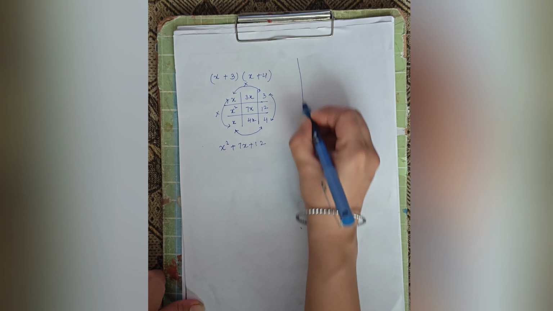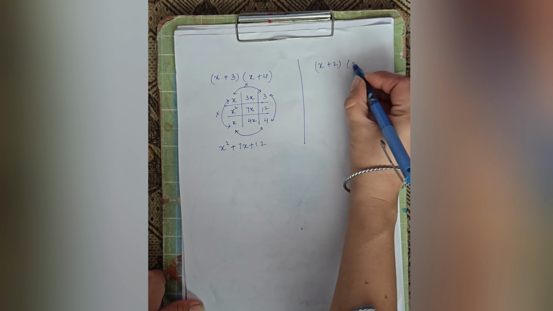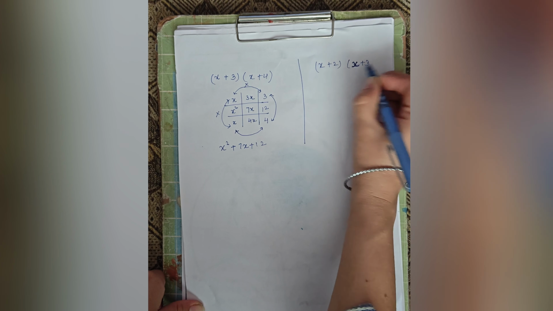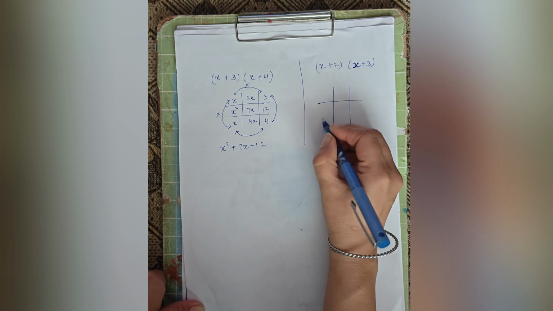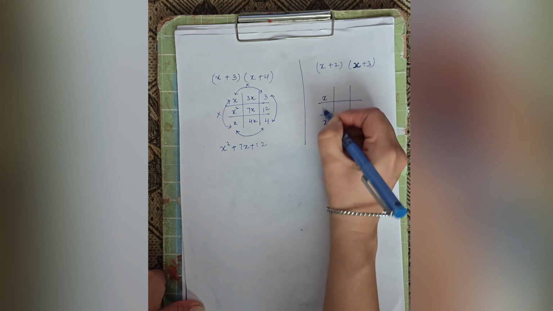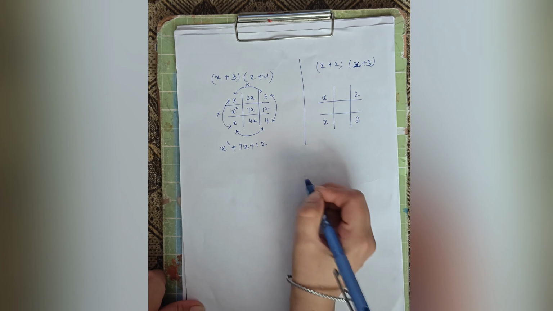Similarly, we can take one more example here, x plus 2 and x plus 3. These are two factors and we have to find its quadratic equation. Make it like a tic-tac-toe game. Now place this x and this x, and place 2 and 3, the constants, here.